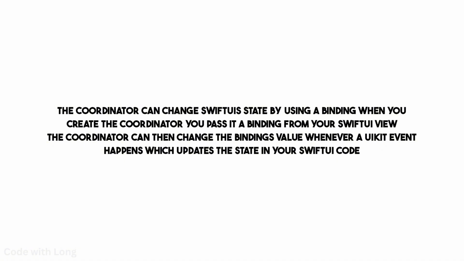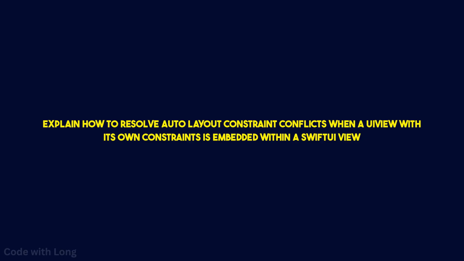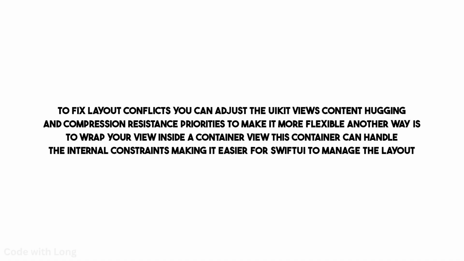Explain how to resolve Auto Layout constraint conflicts when a UIView with its own constraints is embedded within a SwiftUI view. To fix layout conflicts, you can adjust the UIKit view's content hugging and compression resistance priorities to make it more flexible. Another way is to wrap your view inside a container view. This container can handle the internal constraints, making it easier for SwiftUI to manage the layout.